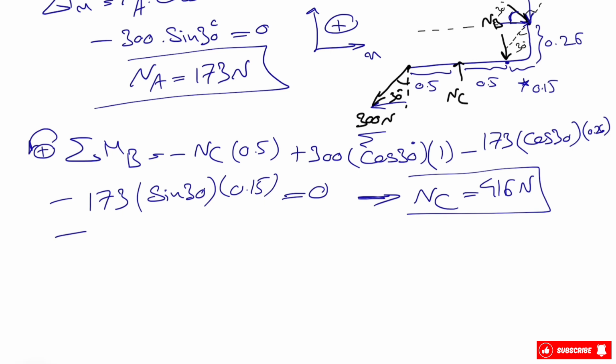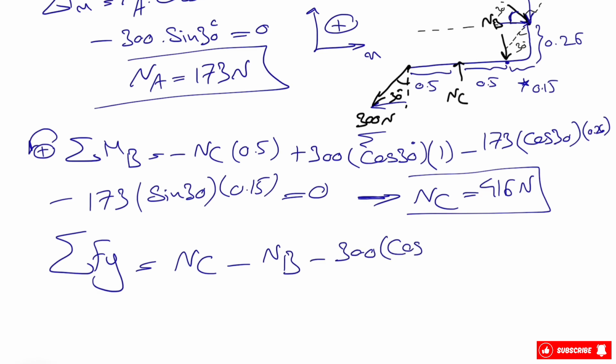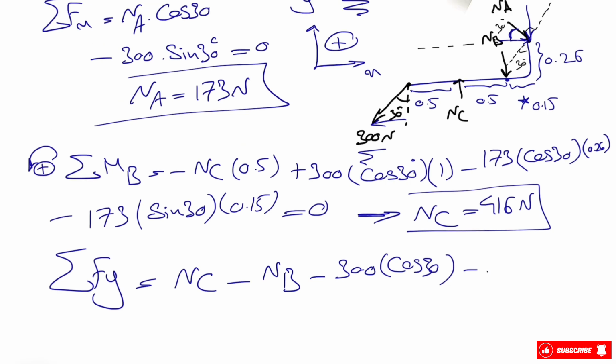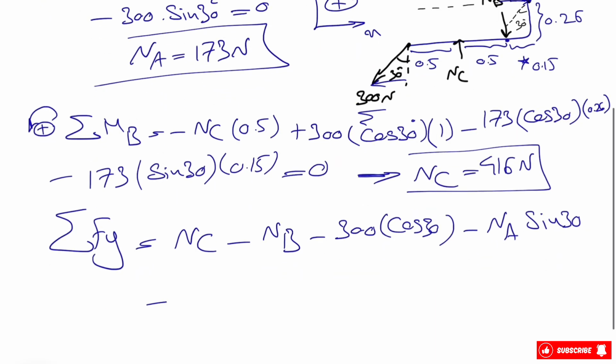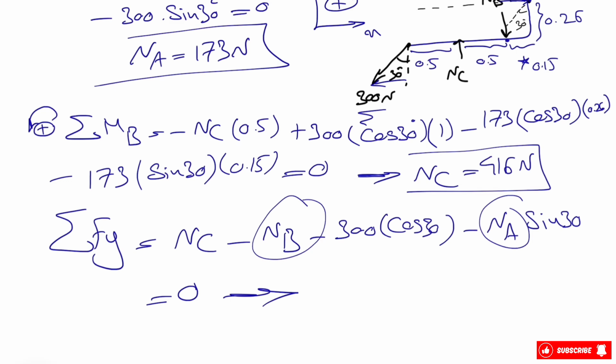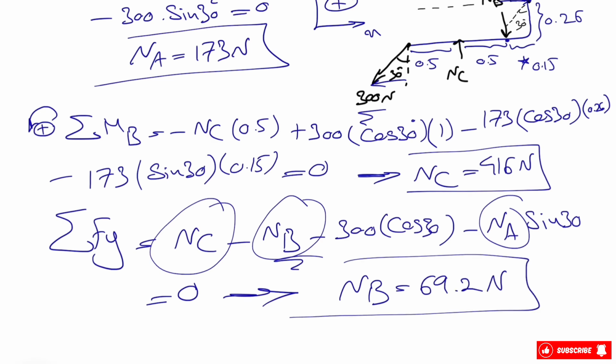And now that we have everything, if we go with our Fy, we can find the last unknown, which is NB. So we have NC in the positive direction, NB is negative, we have 300 cosine of 30, and we have NA sine of 30 degrees. And that would be everything for this part. We already know what NA and NC are, and from here we can find NB, which will be 69.2 Newton. And that would be the final answer for this question.